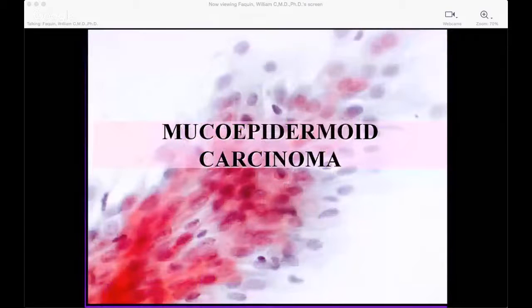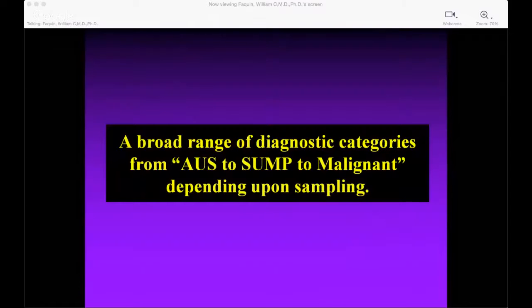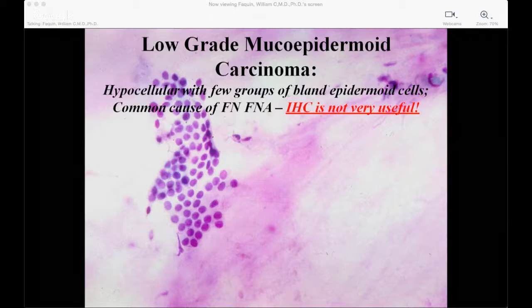And the last example that I'm going to show you is mucoepidermoid carcinoma. Depending upon the sample that you get, as well as the grade of mucoepidermoid carcinoma, the diagnostic category could range anywhere from AUS to SUMP to malignant. And here's an example of an FNA of a low-grade mucoepidermoid carcinoma. We have one group of very bland-looking epidermoid cells and a lot of background mucin.